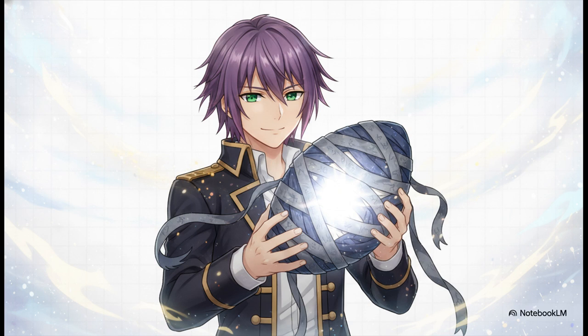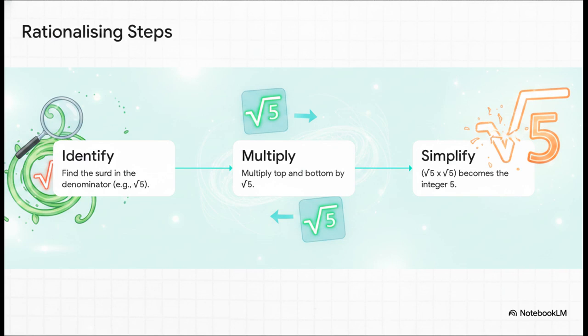Wait, really? Yes, really. Rationalizing is actually just a neat trick where we manipulate the way a fraction looks without actually changing its true value. And mathematically speaking, you can multiply anything by 1 without changing its underlying value. We just have to use a very, very cleverly disguised number 1. So here is exactly how it works.